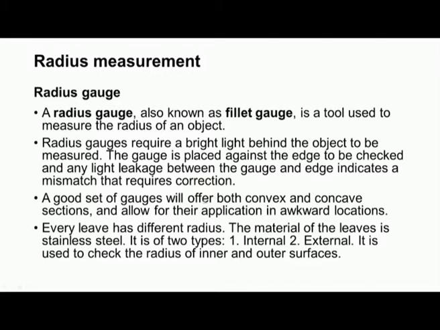A good set of gauges will offer both convex and concave gauges and allow for their application in awkward locations. Every leaf has a different radius. The material of the leaf is stainless steel. It is of two types: internal measurement leaf and external measurement leaf, that is, concave measurement and convex measurement are possible. It is used to check the radius of inner and outer surfaces.